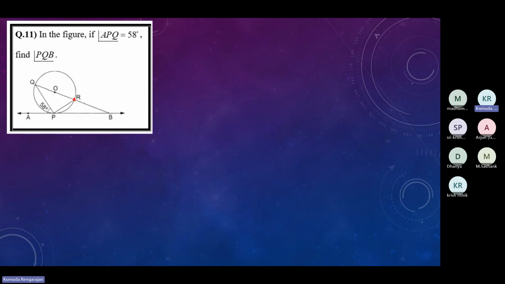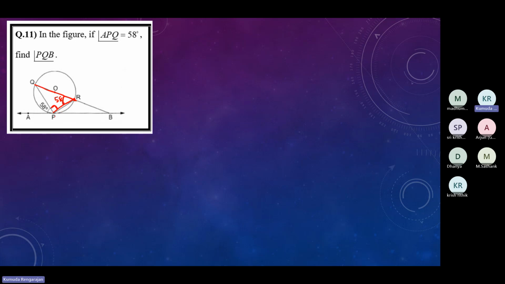You can see the point R on the circumference of the alternate segment, and the ends of the chord are joined to R, Q to R, P to R. So this is the angle made by the chord in the alternate segment. So if this is 58, this is also 58. And then this is 90, angle of semicircle is a right angle.